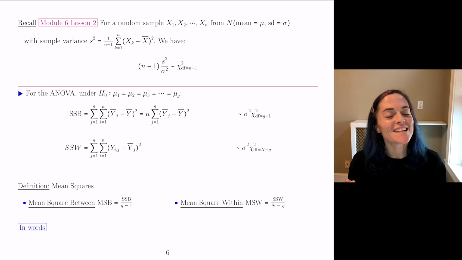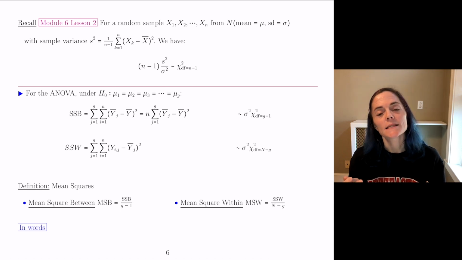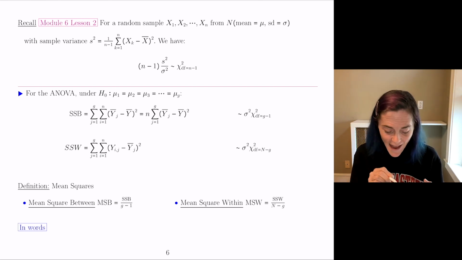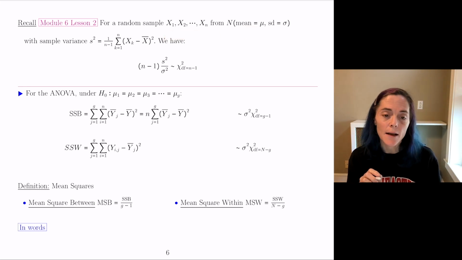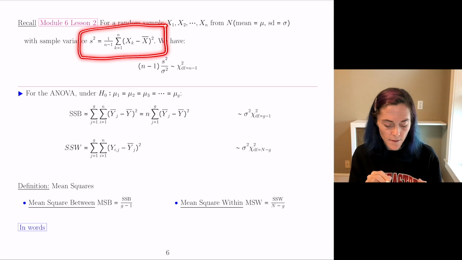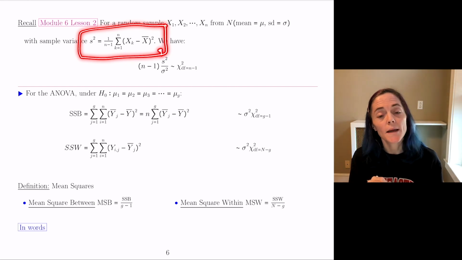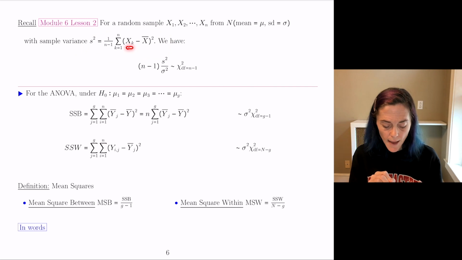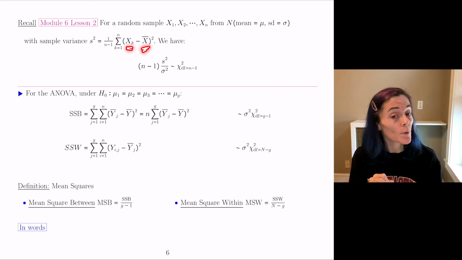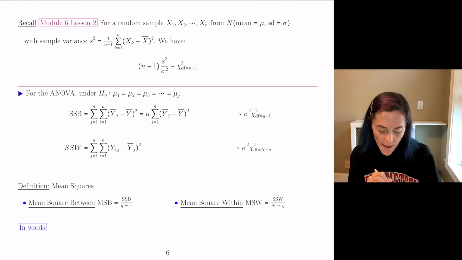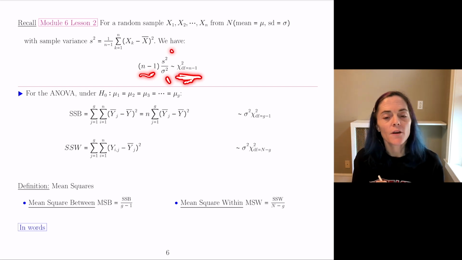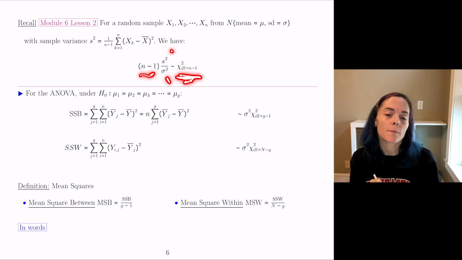So before I get into those, let me remind you something from Module 6, Lesson 2. This is when we had sampling distributions. If we have a random sample from a normal distribution, mean mu, standard deviation sigma, this sample variance, which is defined this way, 1 over n minus 1 times the sum, where we take xk minus the sample mean squared and add that up. Well, we have n minus 1 s squared over sigma squared is distributed as a chi-square random variable with n minus 1 degrees of freedom.